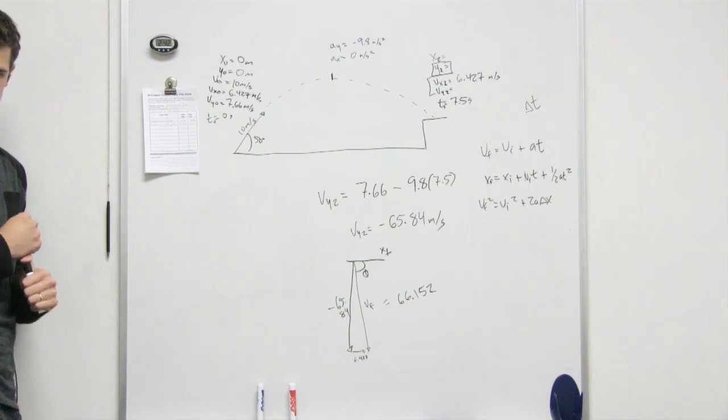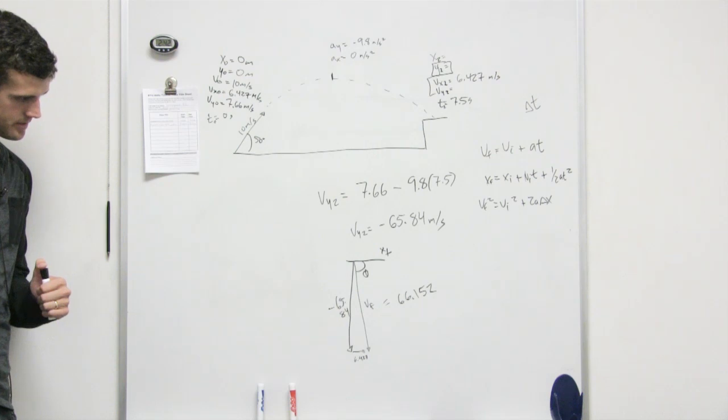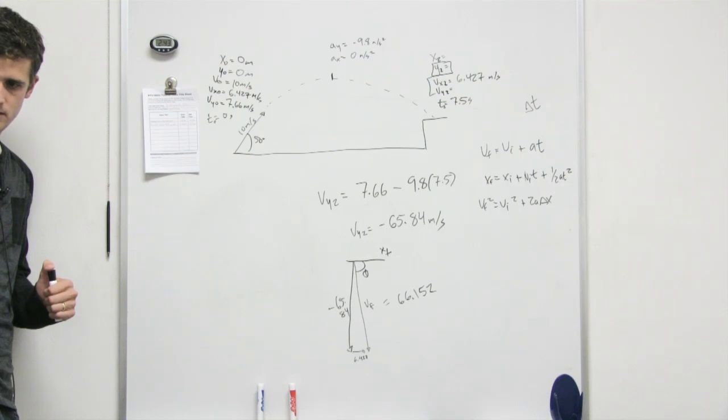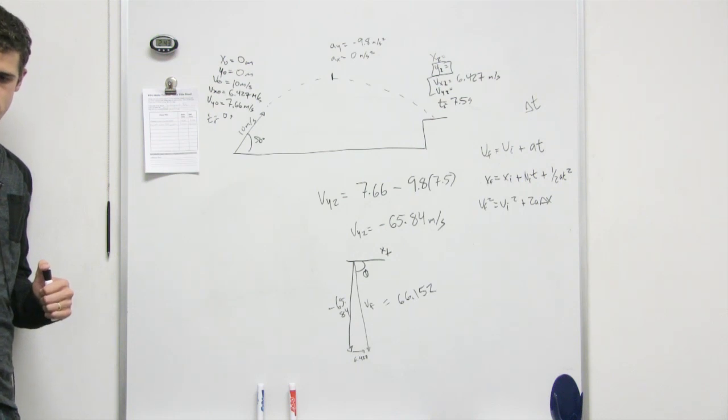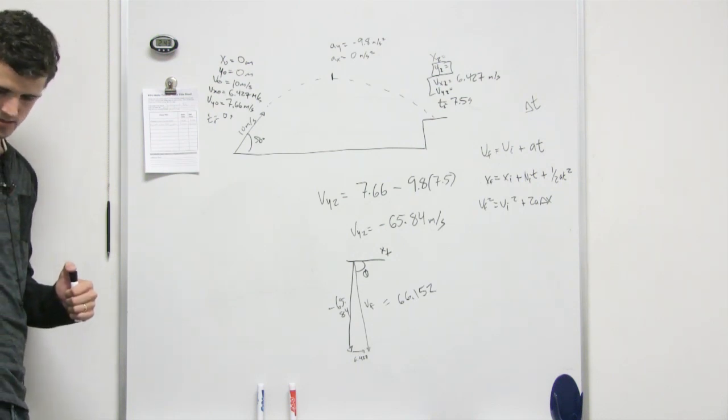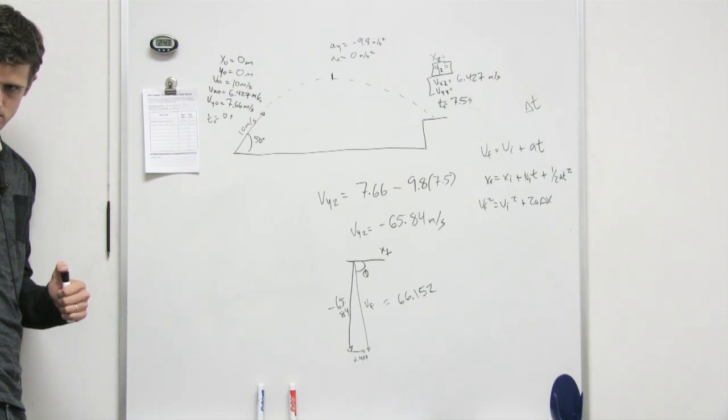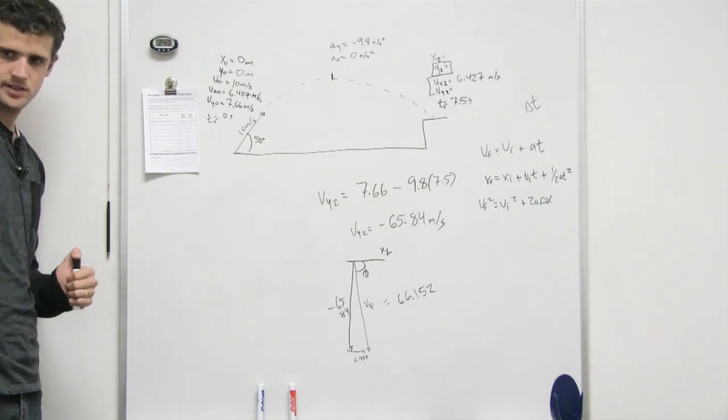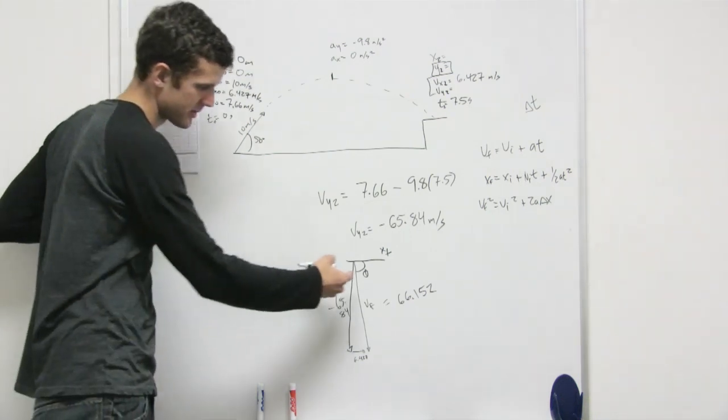6.427 over 65.84, and I don't use the negative sign. No. Did you get a really small number? I did, yeah. And you know that that's not going to be a small number, right?